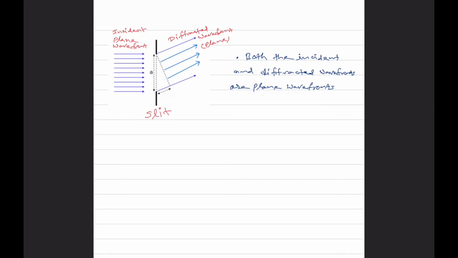So I hope you understood the concept of diffraction at single slit, both Fresnel and Fraunhofer. In Fresnel diffraction, the diffracted wavefront is a spherical wavefront, and in Fraunhofer, both incident and diffracted wavefronts are plane wavefronts.